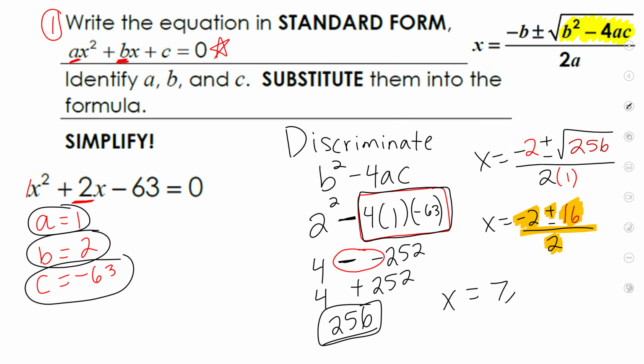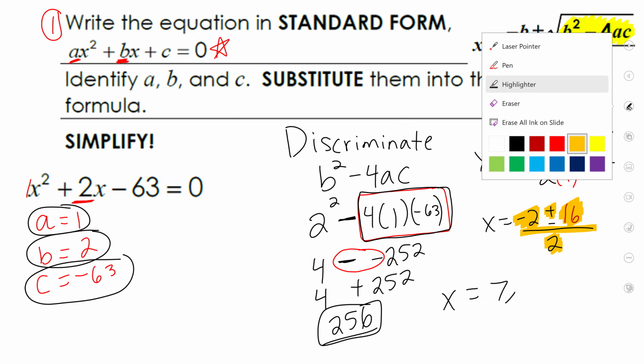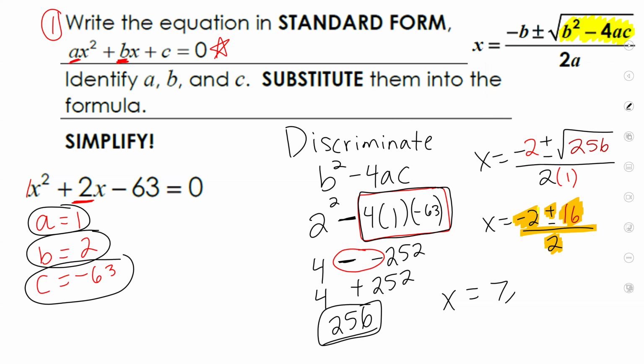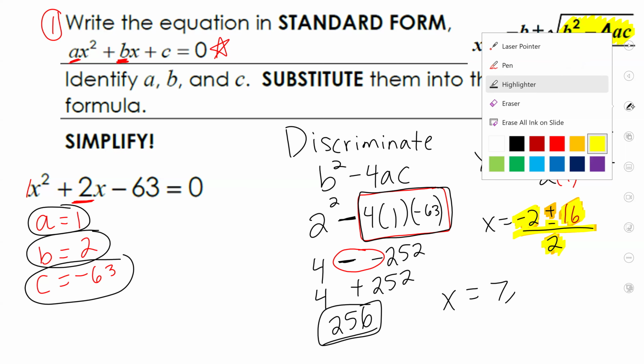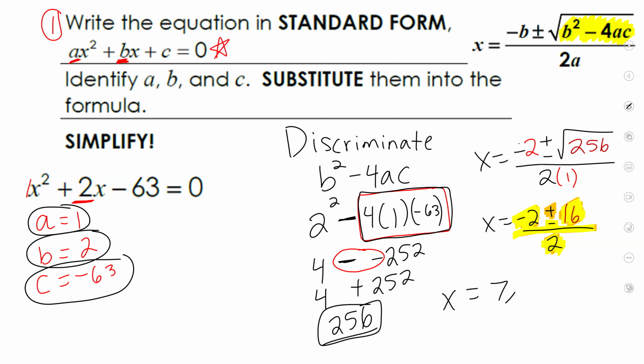Let's find the other answer. I'm going to highlight again. What is negative 2 minus 16? Negative 18. Then divided by 2. Negative 9. So that is my other answer. Negative 9. You have 2 answers.